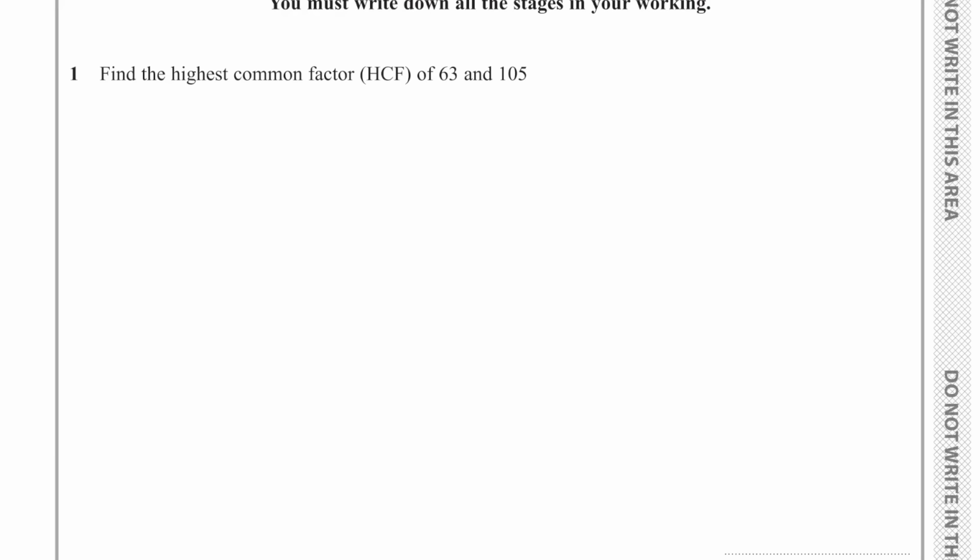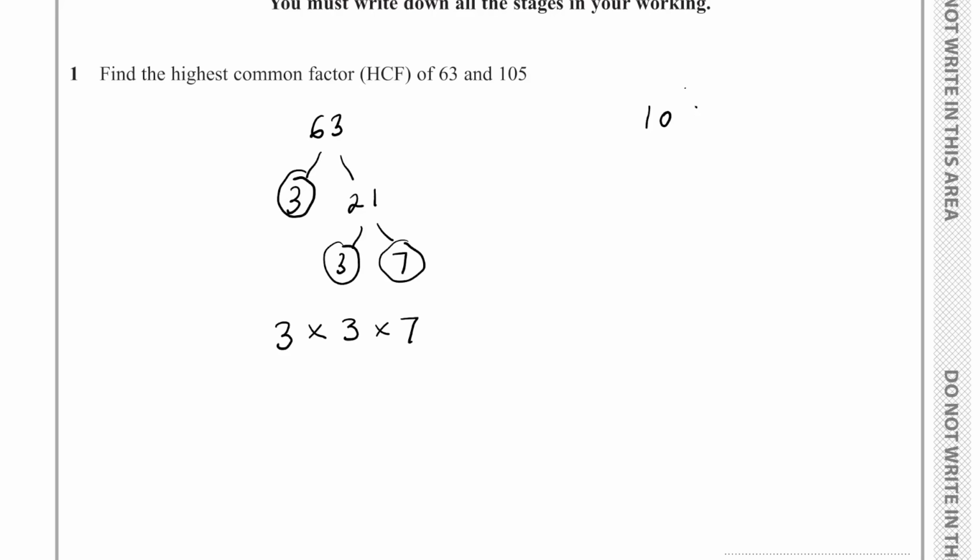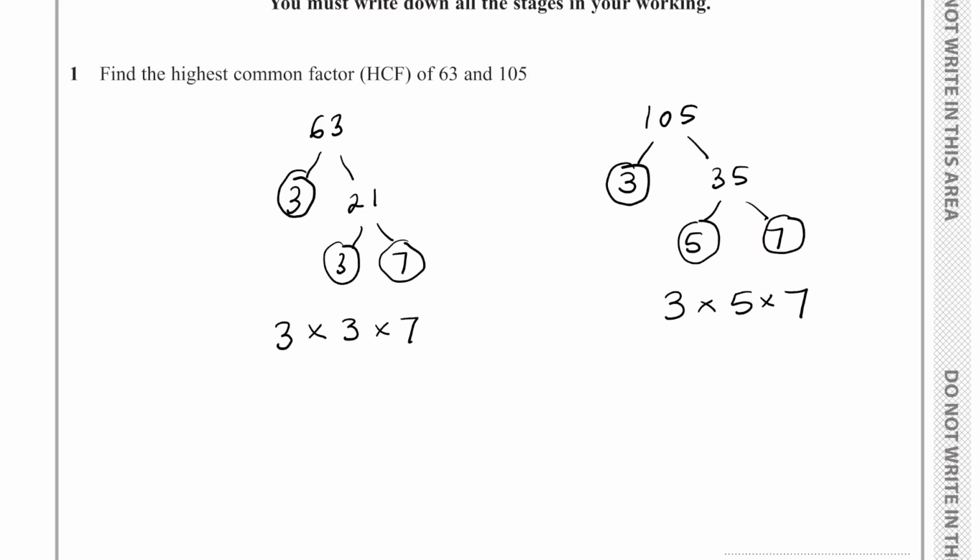So to do this, we need to write them as a product of their prime factors. So we can use the calculator. I'm going to do it without a calculator. So 63 is 3 lots of 21. 21 is 3 sevens. So 63 can be written as 3 times 3 times 7. 105 is 3 35s, which is 5 sevens. So 105 can be written as 3 times 5 times 7.